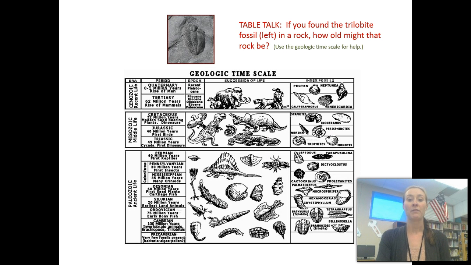Table talk. So if you found the trilobite fossil on the left here in a rock, how old would that rock be? Well, pause the video, look at the geologic time scale below, and try to figure it out. Hopefully you paused and figured it out. So if we look down towards the bottom of the geologic time scale, we can find the trilobite right here in the Cambrian time period, about 100 million years ago.